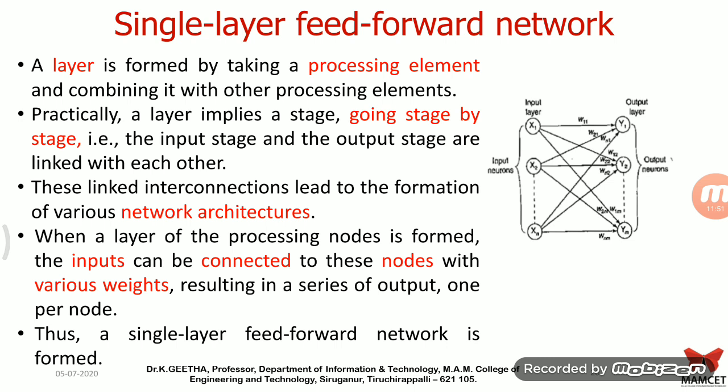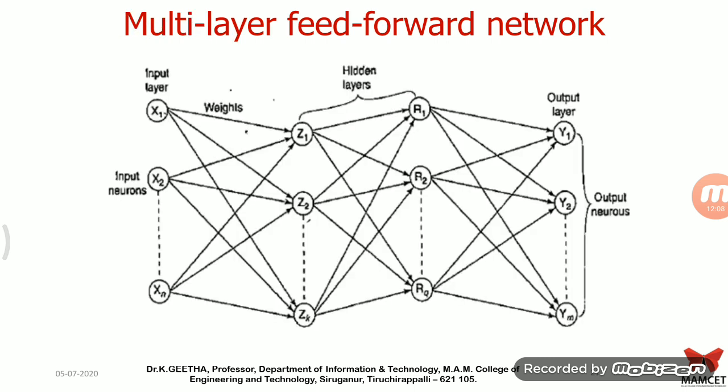These linked interconnections lead to the formation of various network architectures. When a layer of processing nodes is formed, the inputs can be connected to these nodes with various weights, resulting in a series of outputs, one per node. Thus, a single layer feed-forward network is formed.